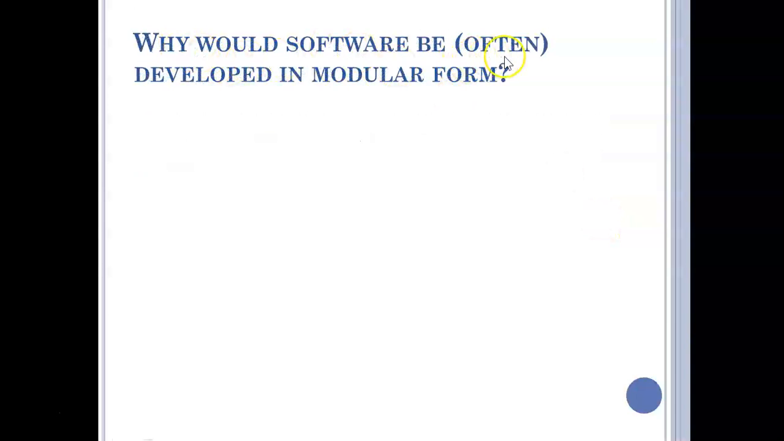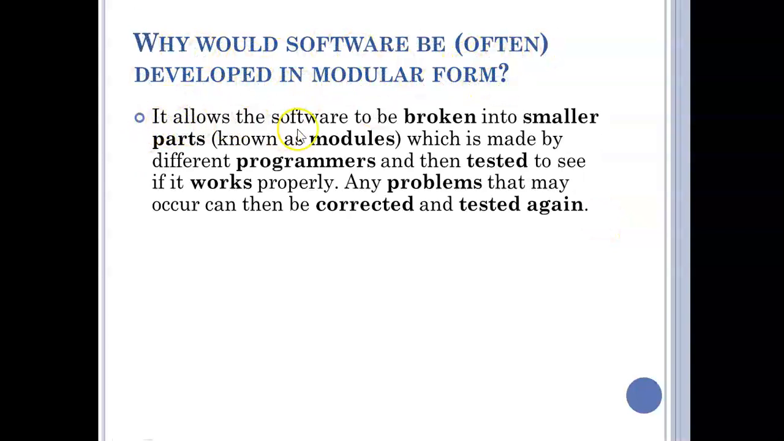Why would software often be developed in modular form? Okay, so it allows the software to be broken into smaller parts known as modules. So that's what they mean by modular form. It's broken down into smaller parts, which are made by different programmers and then tested to see if they work properly. Any problems that may occur can then be corrected and tested again. So different parts of the program are developed by different programmers, and in the end it comes together as one program.